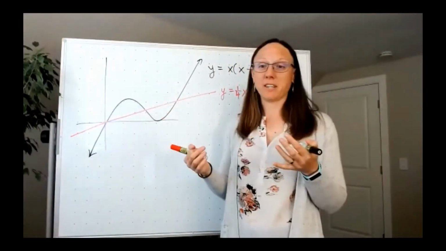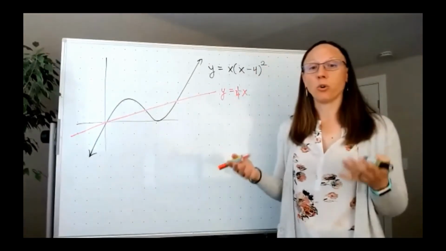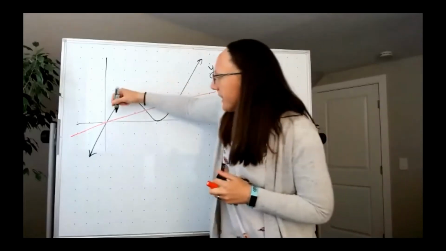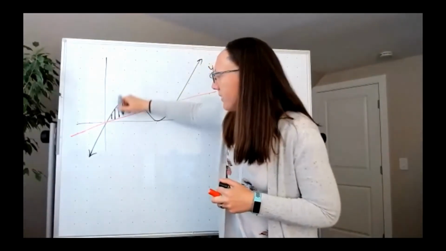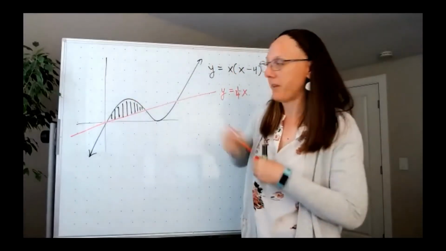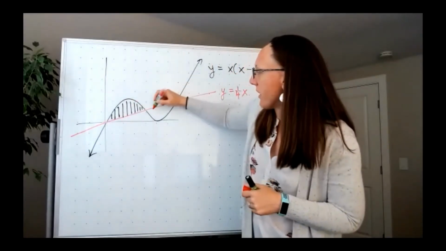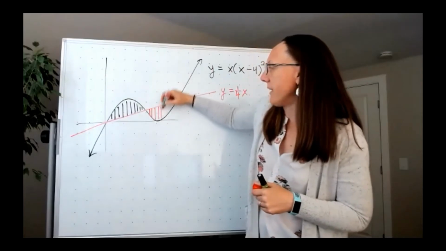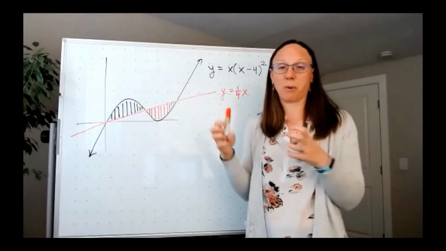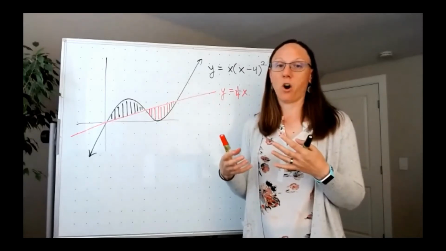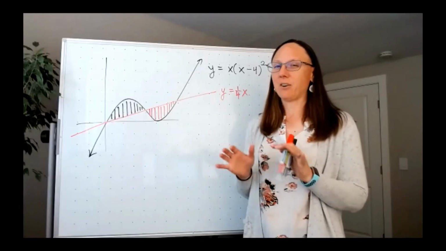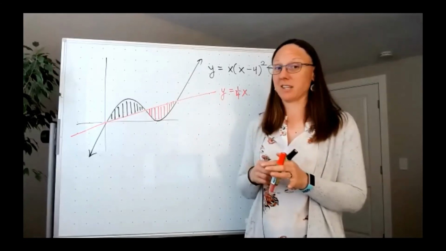If the question asked us to find the total area enclosed by these two graphs, in this part of it, the cubic is on top. And in this part of it, the line is on top. So we would actually have to break this into two separate integrals to make sure that our value came out to be a positive number. I don't know if that maybe helps to clear things up.